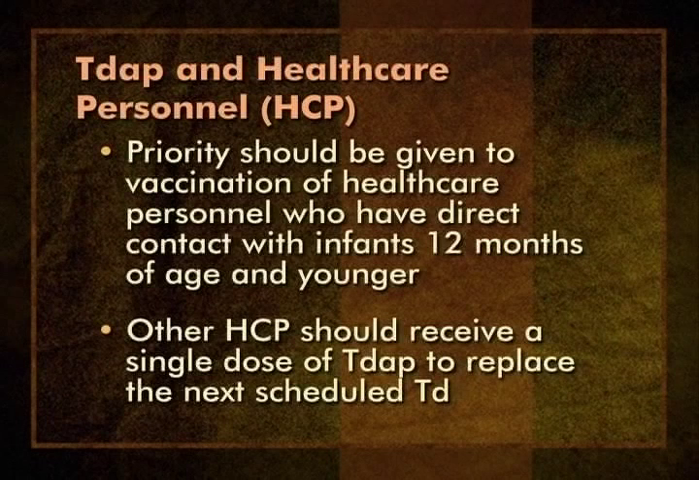Priority should be given to vaccination of healthcare personnel who have direct contact with infants 12 months of age and younger. Other healthcare personnel, such as those not working in hospitals or ambulatory care settings or without direct patient contact, should receive a single dose of Tdap to replace the next scheduled Td. A 2-year interval or less from the previous dose of tetanus toxoid containing vaccine may be used. Please make Tdap vaccination of your staff and yourself a priority. This will help you protect yourself from an infection you do not want and help protect your vulnerable patients as well.